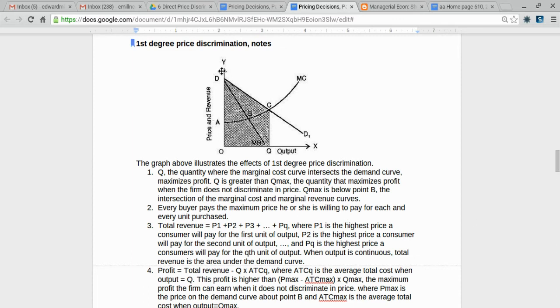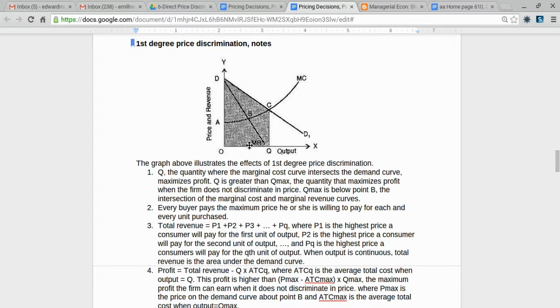This graph illustrates the effects of first-degree price discrimination. Q, the quantity where marginal cost intersects the demand curve, maximizes profit. Q is greater than Qmax. I haven't marked Qmax on the graph, but Qmax is the quantity directly below point B where the marginal revenue curve intersects the marginal cost curve.